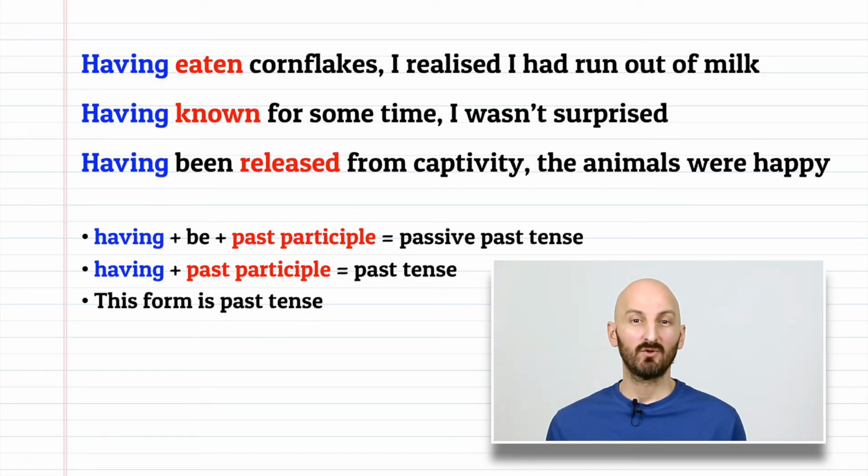We have one more to look at. Having eaten cornflakes, I realized I had run out of milk. This sentence is similar to the other -ing form we saw earlier. It describes the subject "I" in the same way, but this time the action is past tense. Other examples are, having known for some time, I wasn't surprised, and having been released from captivity, the animals were happy. So "having" plus past participle is used for past actions.